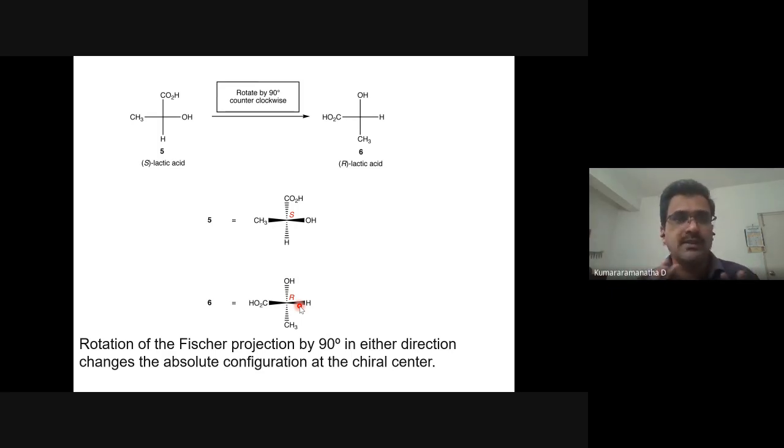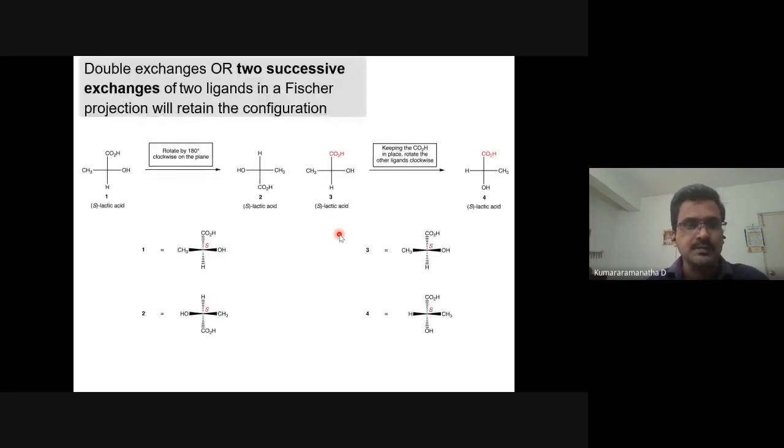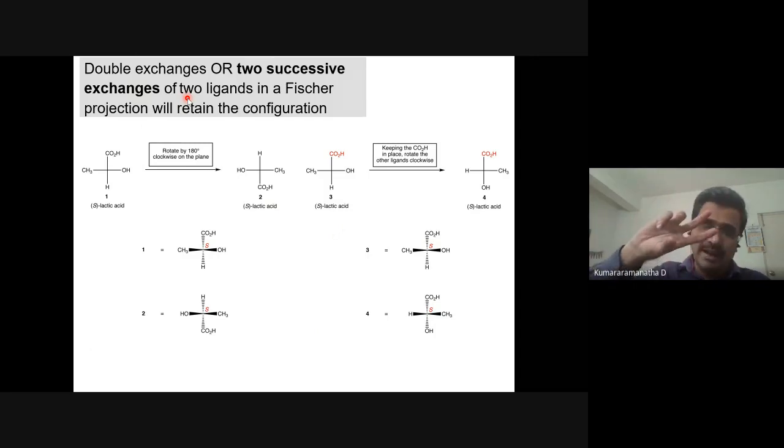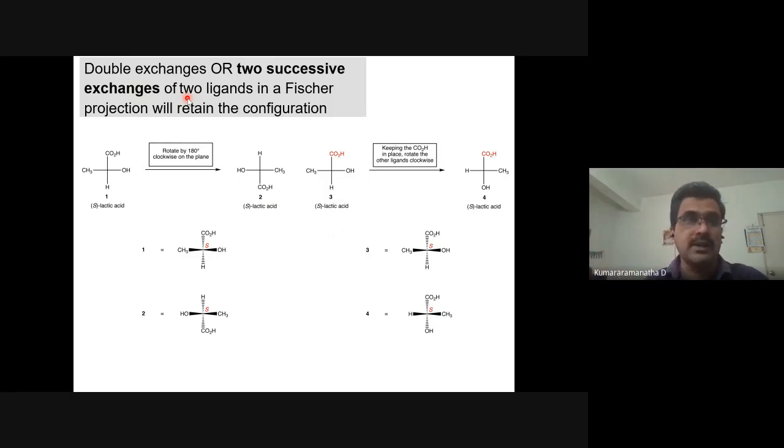So what essentially we are looking at here is, if you rotate the Fisher projection by 90 degrees clockwise or counterclockwise direction, you can make enantiomers. If you get R, you get S. If you are having S, you can convert into R. Now, if you do a double exchange, so what happens? One 90 degree, again 90 degree if you do a rotation, then you get retention of the configuration.